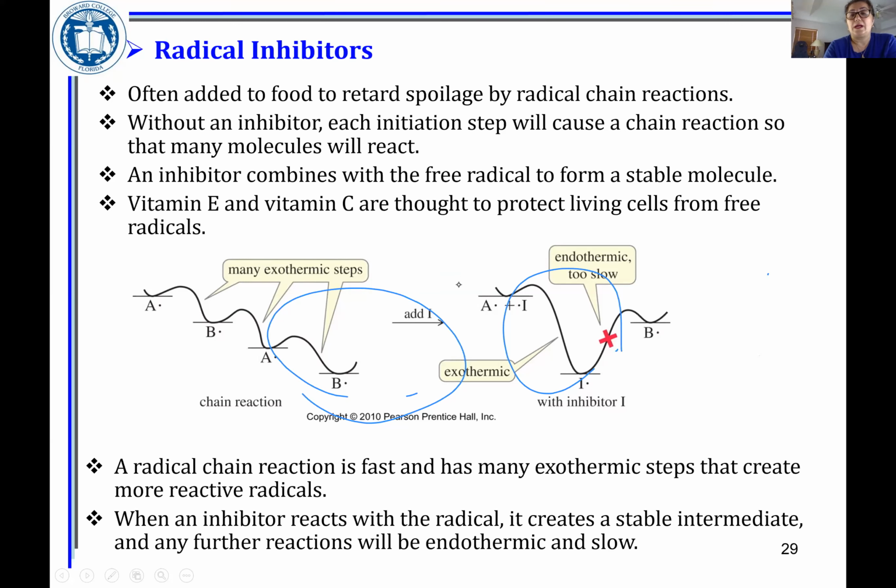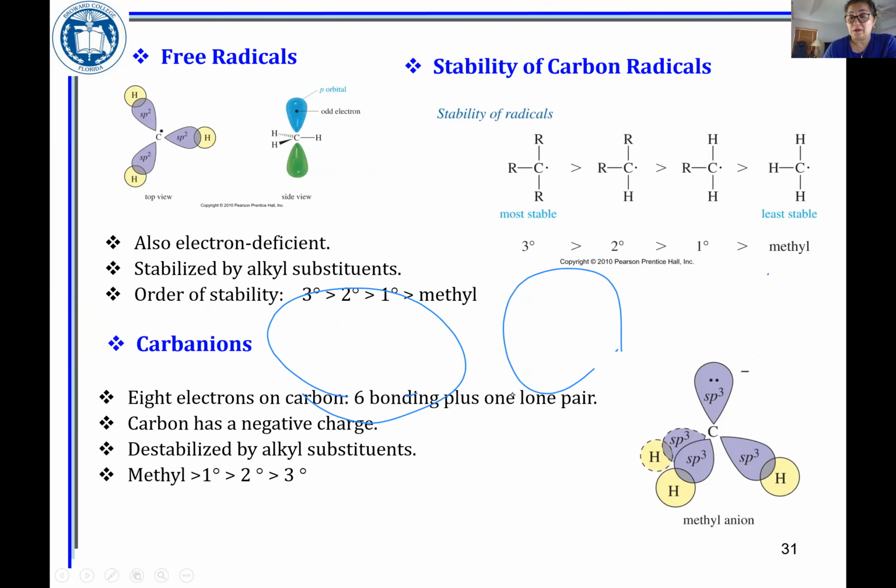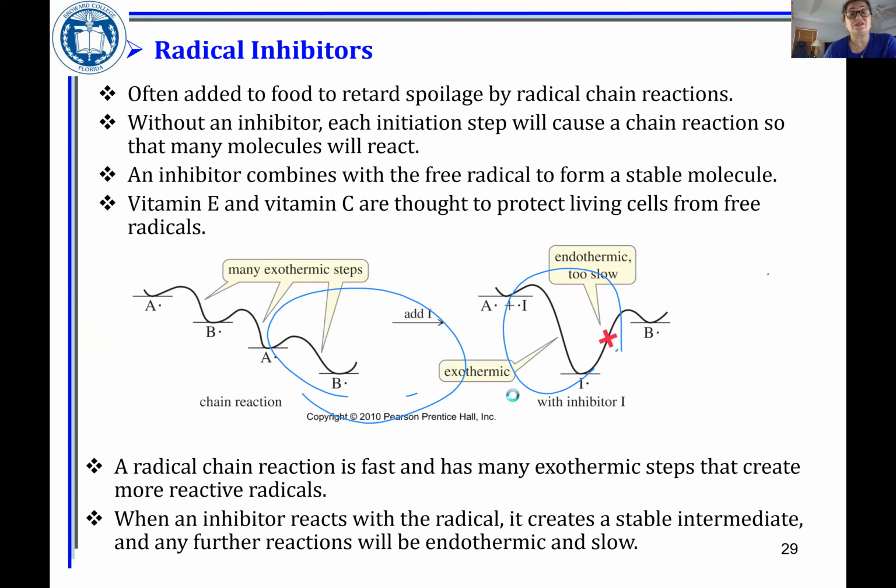Okay. To stop the reaction, we talked about the inhibitors. Inhibitors, that's like stopping the reaction. Something would be added to the reaction mixture that is going to stop or change the free radical to a less reactive or stable molecule, and then the reaction would stop. That's opposite to a catalyst. When you have a catalyst, it would make the reaction go faster. Inhibitors would make the reaction go slow.